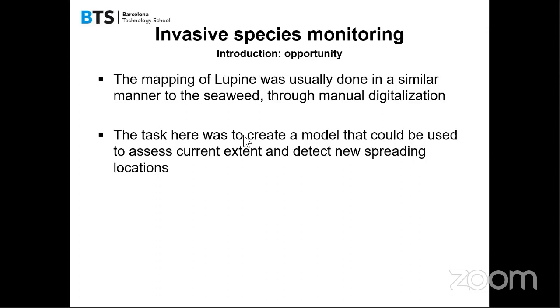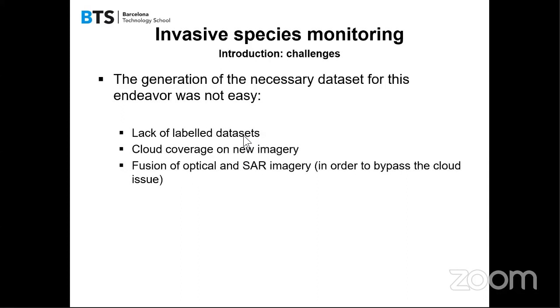Then the Soil Conservation Service started this, in a similar manner to the seaweed project: look at what the current extent of the lupine is. Let's study the current extent, and let's create a model that can be used both to assess the current extent and detect new spreading locations as they come. But of course, they were doing this in a manual way. They were digitizing manually. So we came in with the help of AI and satellite imagery to help with this endeavor.